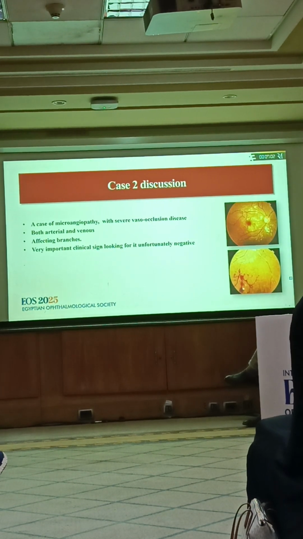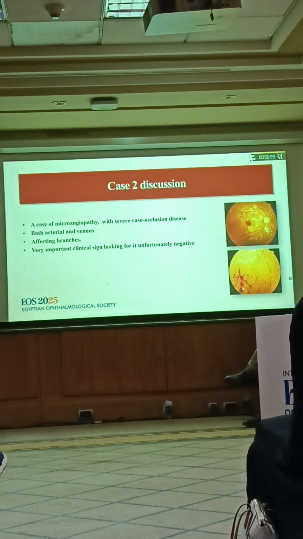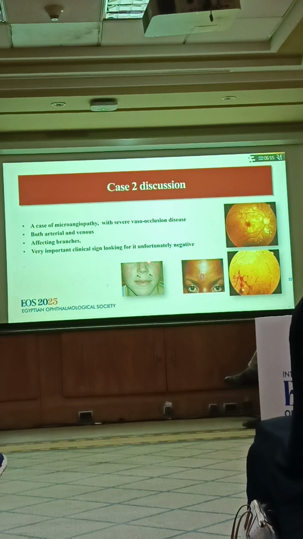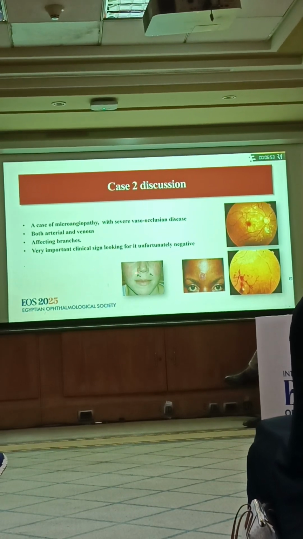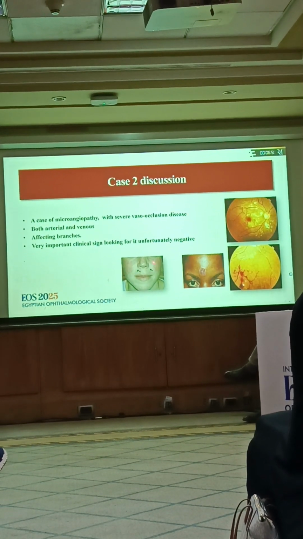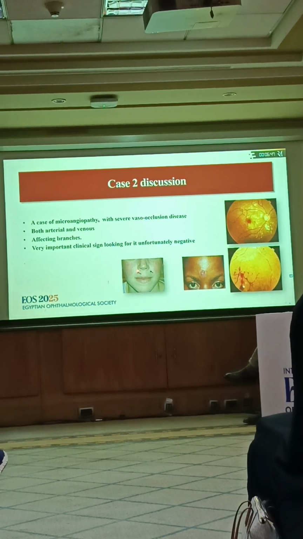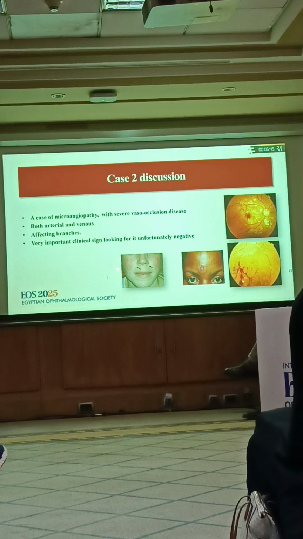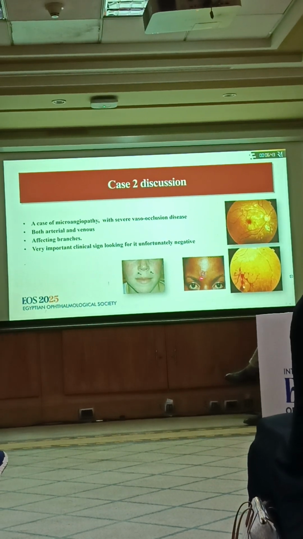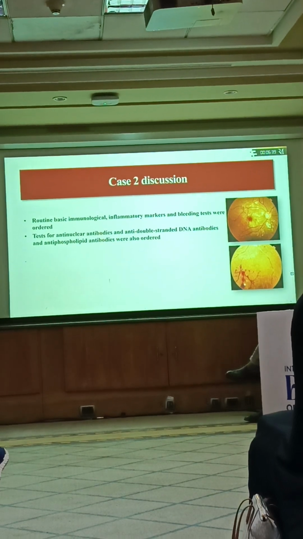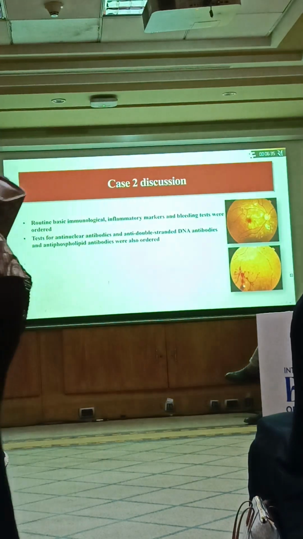It affects the branches, a very important clinical sign to look for, but unfortunately it was not present. I suspected lupus. I looked at the patient's face, looking for malar flush, but keep in mind that the malar flush of lupus usually spares the nasolabial folds, so if it is crossing, it is not that of lupus. And the discoid rashes, unfortunately, were not present. I asked her for dermatological manifestations, she denied any manifestation.